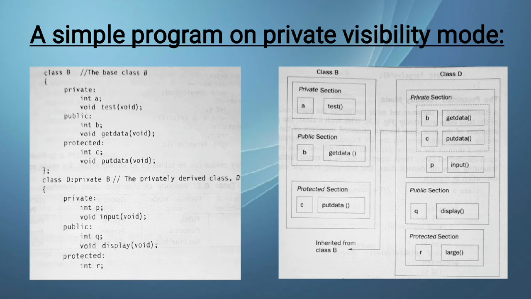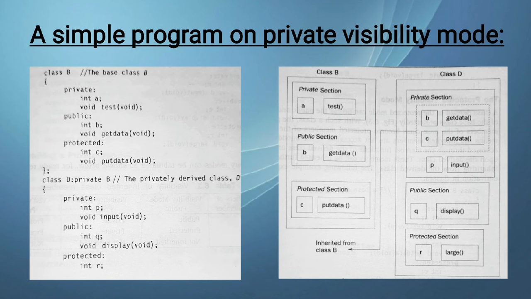But the object of the derived class cannot have access to the protected members. They can only be accessed within the class definition section. The object itself cannot access the protected members, just like private data members. The private data members cannot be accessed by the object itself.